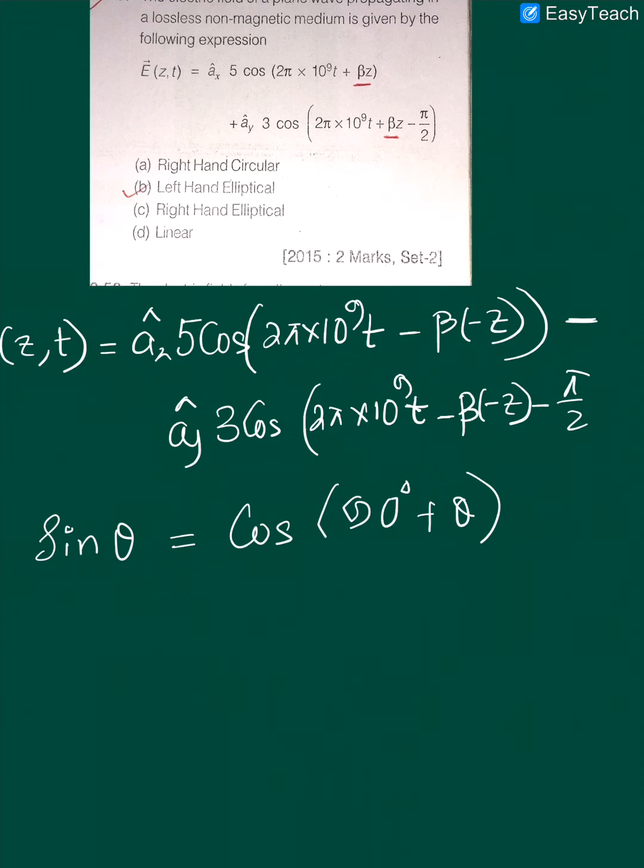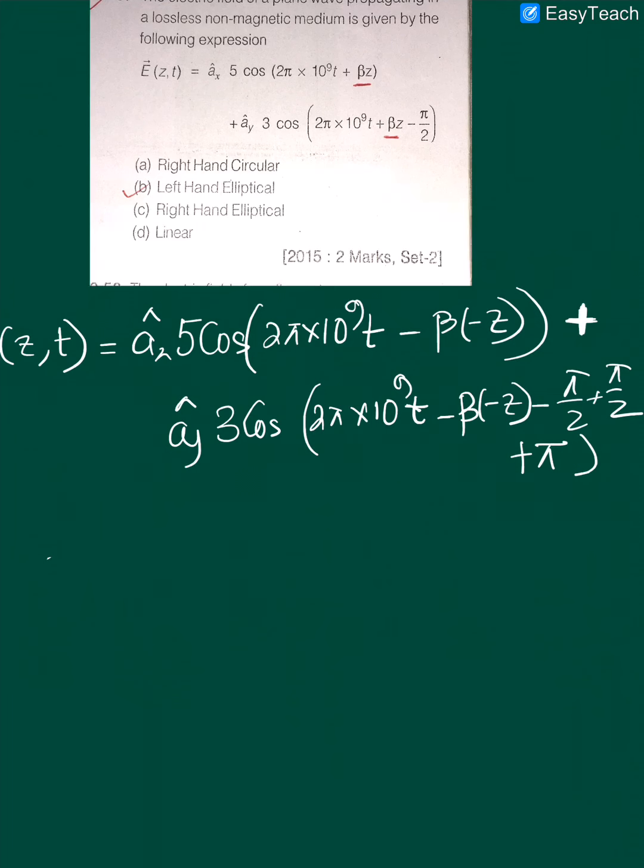Okay, you have to add plus pi by 2, and if you want to include this particular negative sign to calculate the polarization, if you write this positive, then you have to add another pi. Okay, then you can similarly apply the same steps that I have already discussed, so you will get the state of polarization.